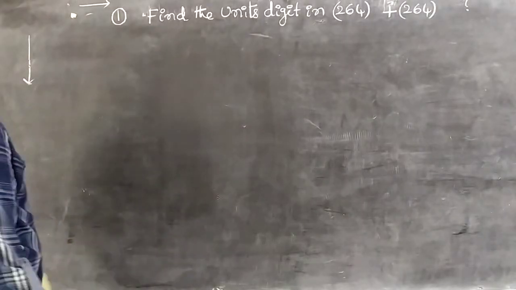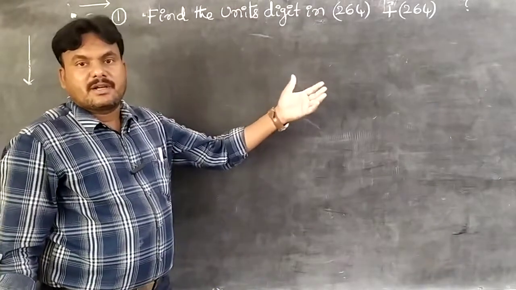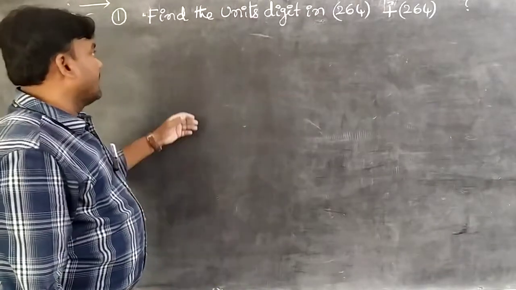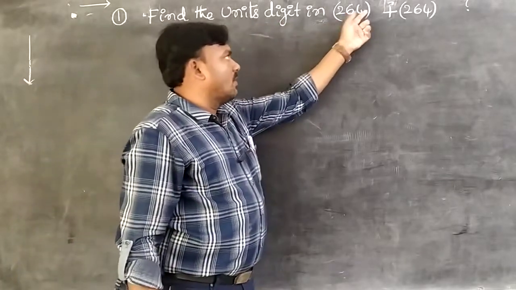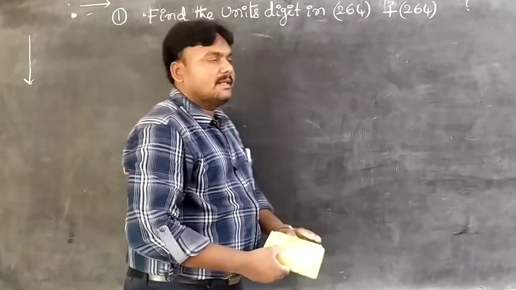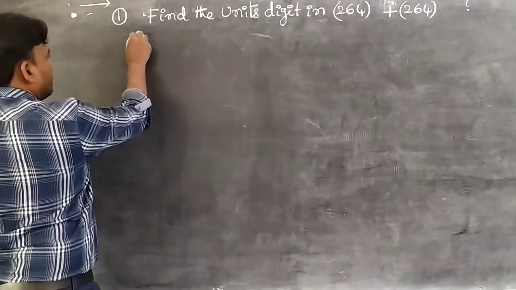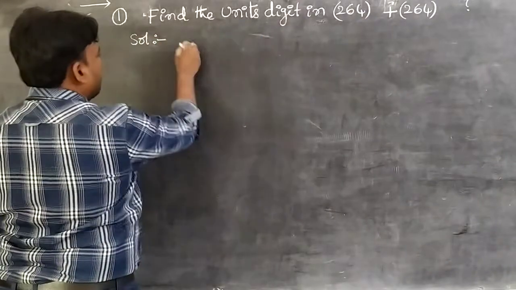Yes, observe students, this type of models are very important. Here summation, differentiation, product, whatever it may be. Observe what they given. Find the units digit in 264 whole power 102 plus 264 whole power 103. Yes, first observe students, solution given. We find the unit digit of their summation value.